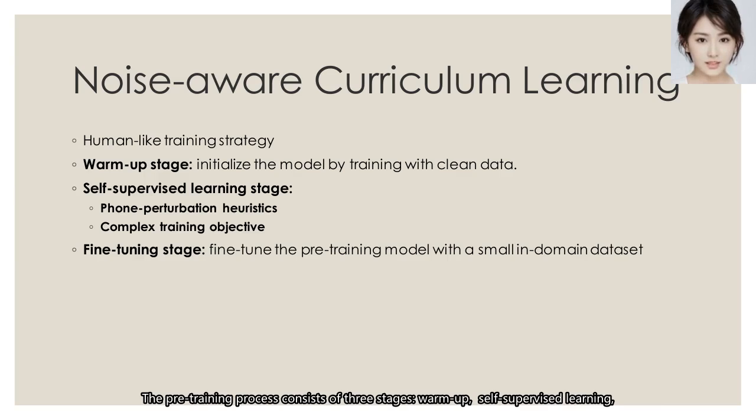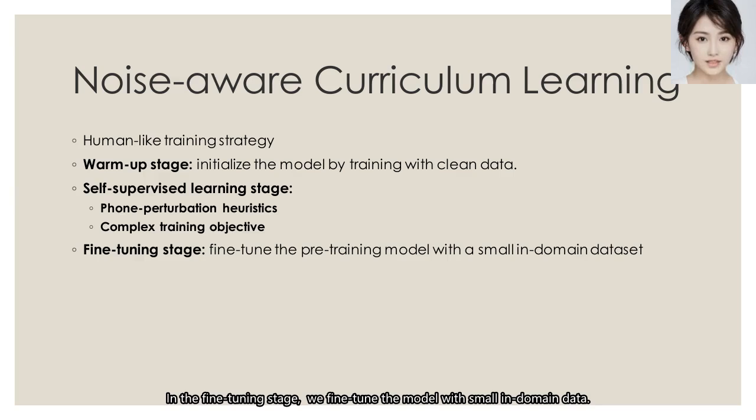The pre-training process consists of 3 stages: warm-up, self-supervised learning, and fine-tuning. In the warm-up stage, we use a clean phone sequence translated from text only, aimed at initializing the basic embedding and model parameters for learning the mapping between phone sequences and words. In the training stage, we gradually increase the learning difficulty from 2 aspects. First, the data are noisy. We use a tainted phone sequence produced by the empirical phone-perturbation heuristics. Second, the training objective is more complex.